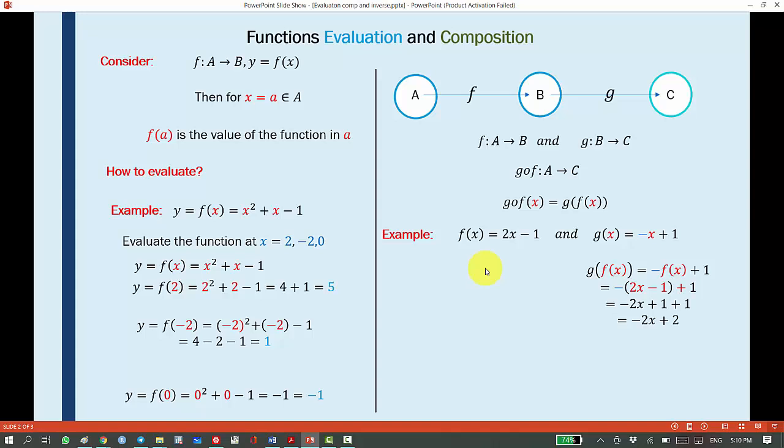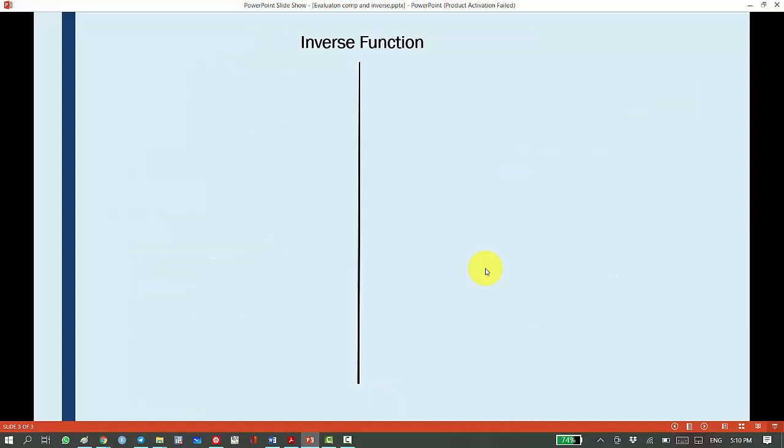In addition to g o f, we can also find f o g, which is f of g of x, the composition of f and f, which is f of f of x, and the composition of g and g, which is g of g of x. Utilizing the composition of two functions, we can check whether the two functions are inverse of one another or not.